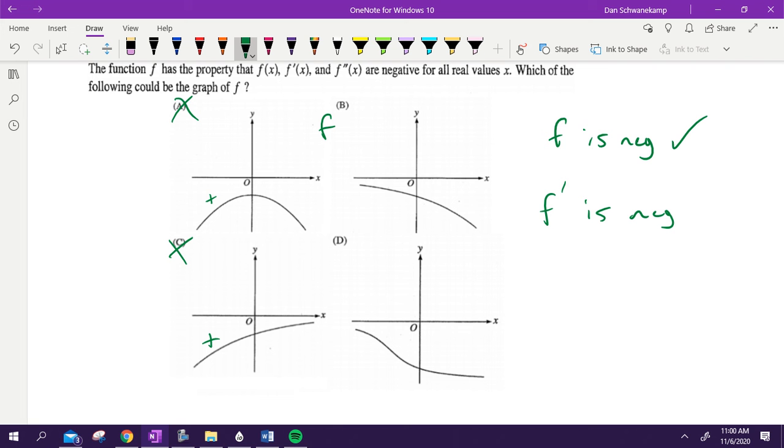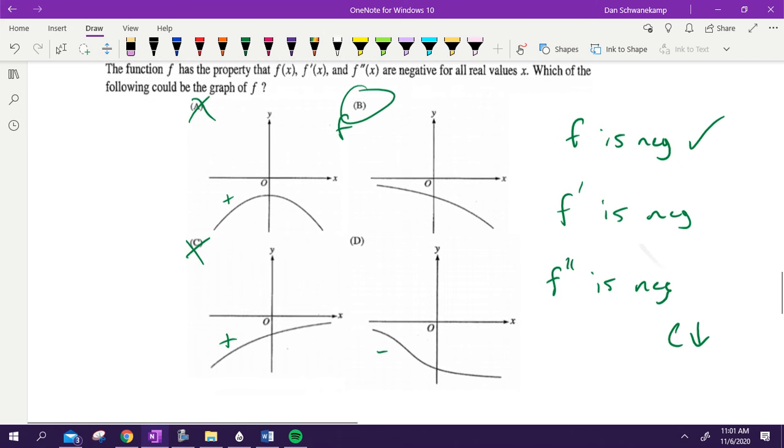Last one is f double prime is negative. If f double prime is negative, what does that tell you about f? Concave down the whole time. That one is concave down the whole time. That one is concave down for a little bit, and then concave up for a little bit too. It switches.